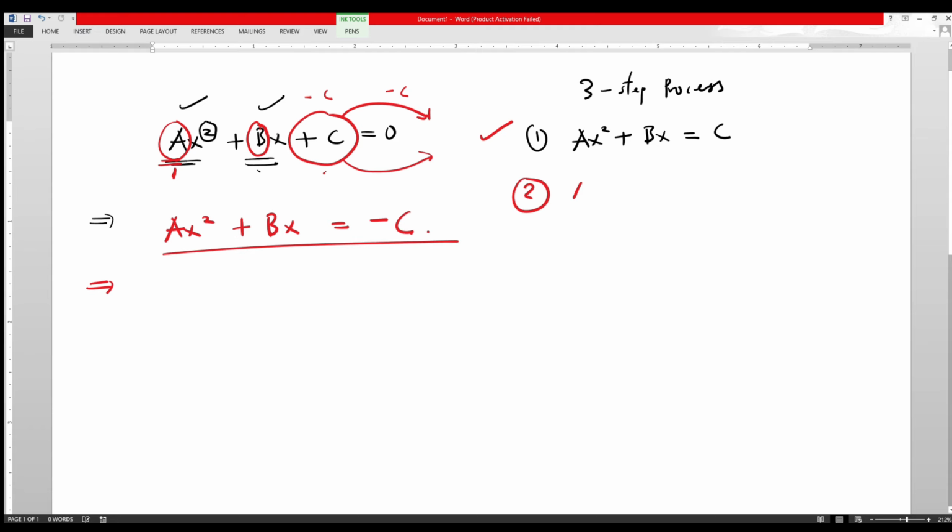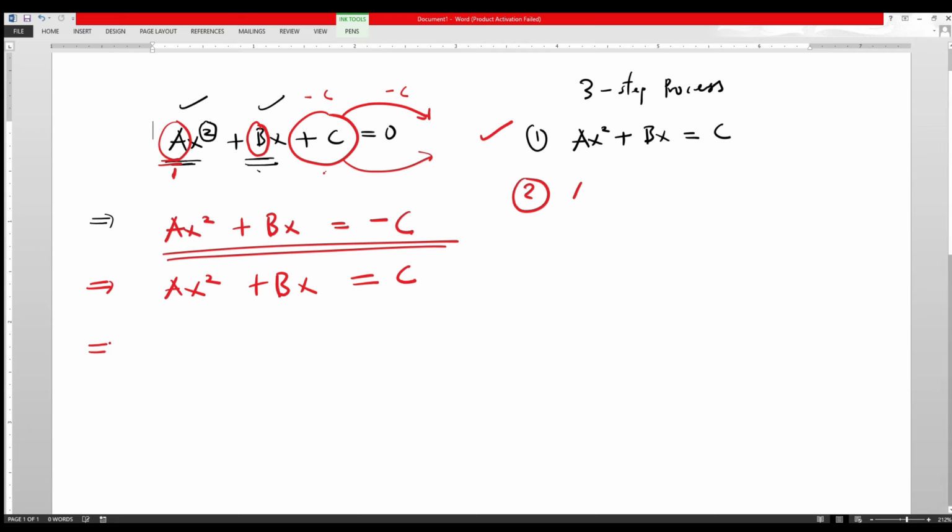This can be rewritten, what I've underlined can be rewritten as ax squared plus bx is equal to c. Why are we changing minus c to c? Because c is just an arbitrary constant. It can be anything, it can be any number. It's just an arbitrary constant. So I'm just changing minus c to c, because of the arbitrary constants.